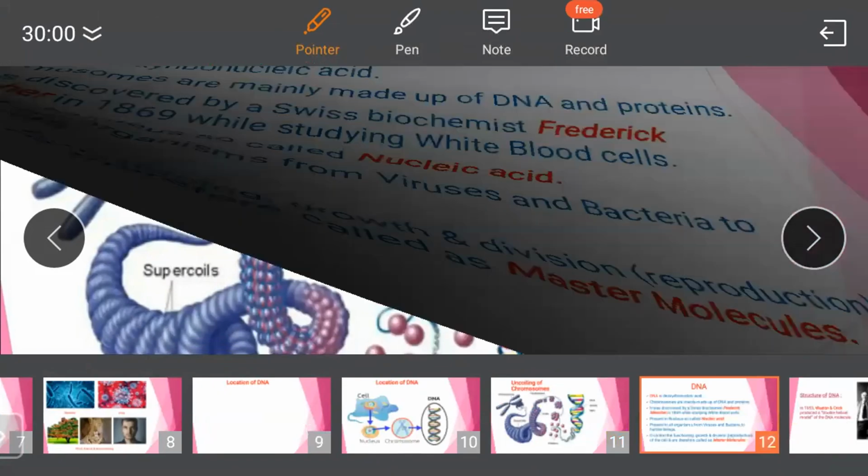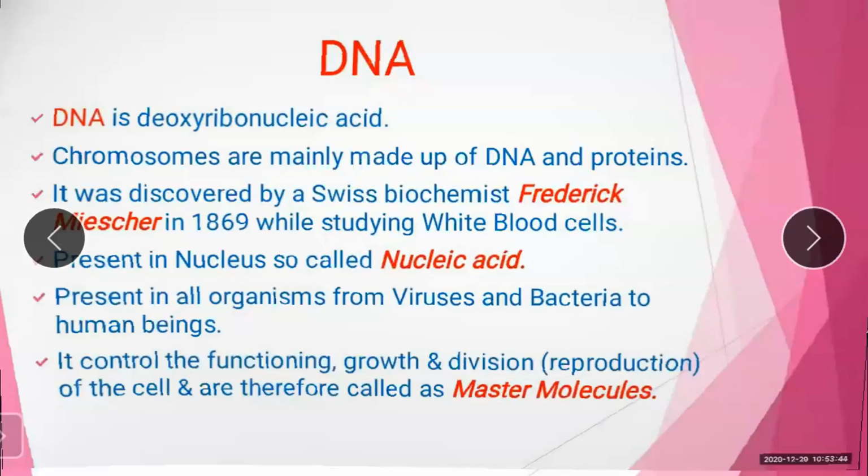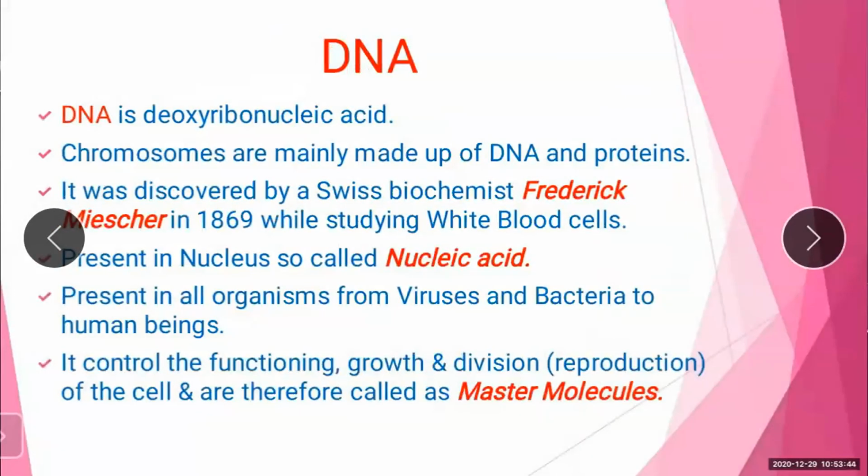So what is DNA? DNA is deoxyribonucleic acid. Chromosomes are mainly made up of DNA and proteins. It was discovered by whom? By the Swiss biochemist Friedrich Miescher in 1869 while studying white blood cells.